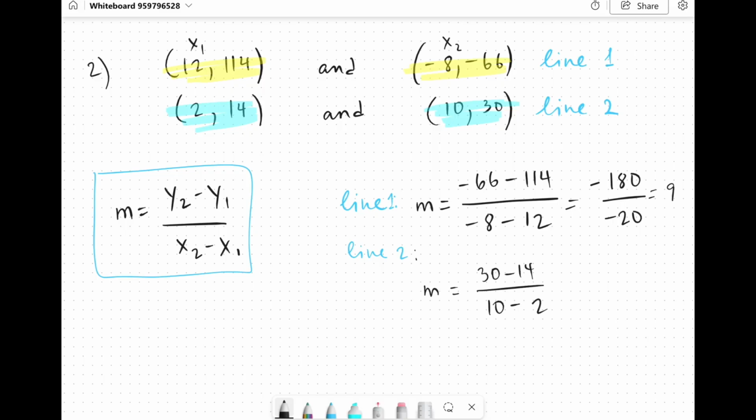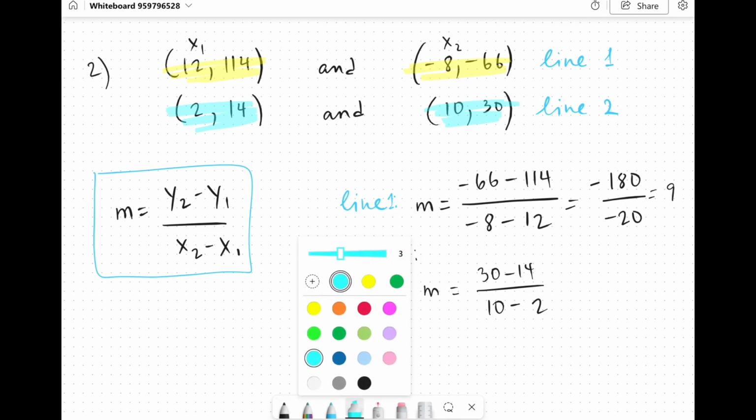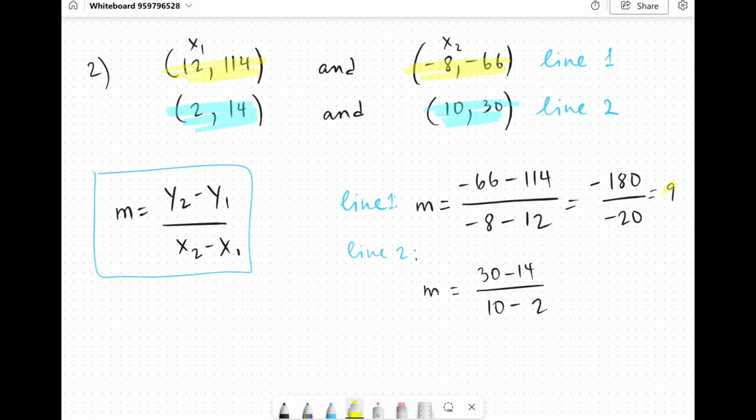Let's do the same for line 2. Now, before I calculate the slope for line 2, please keep something in mind. We do have the slope of this first line, and we got it to be 9. So for us to conclude that the two lines are parallel, the second slope would have to be the exact same slope. It would have to be 9 again. For us to conclude that the two lines are perpendicular, the second slope will have to be opposite in sign, so it would have to be negative, and flipped.